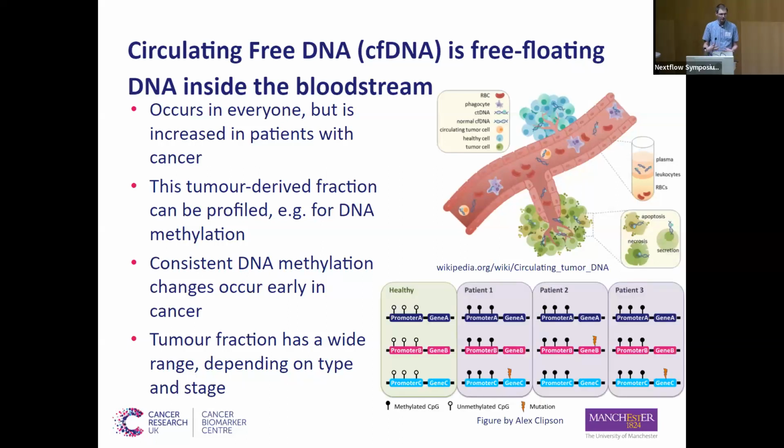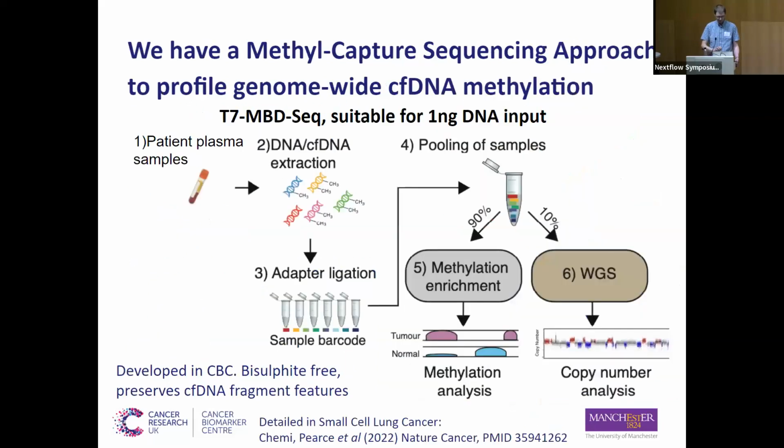And one of the things about these methylation changes is they typically occur early on in cancer development, and they can be quite consistent between multiple different patients with the same cancer type, whereas with mutations, they might have very different driving mutations.